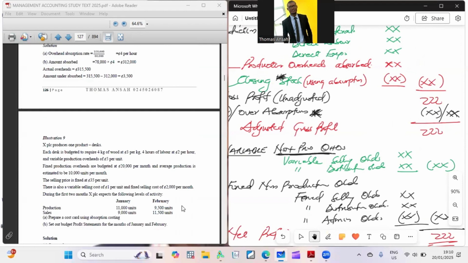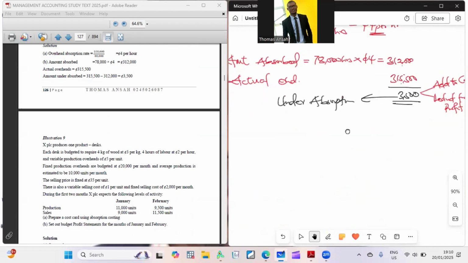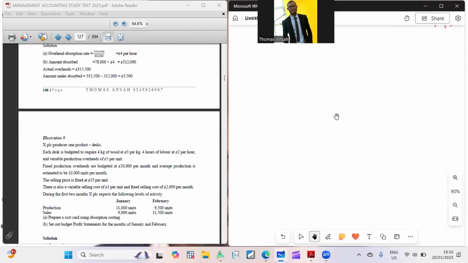Now let's look at a bigger picture. Now the bigger picture here is illustration 19.